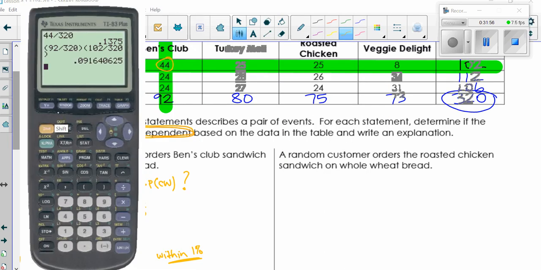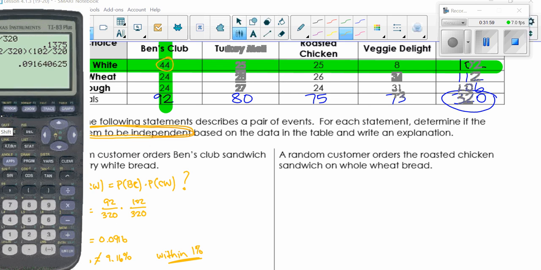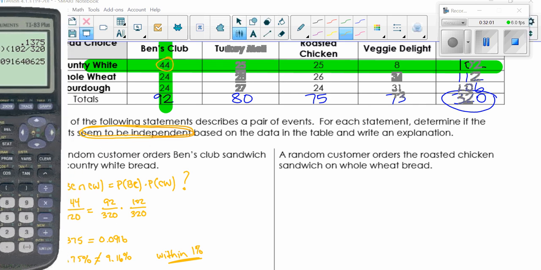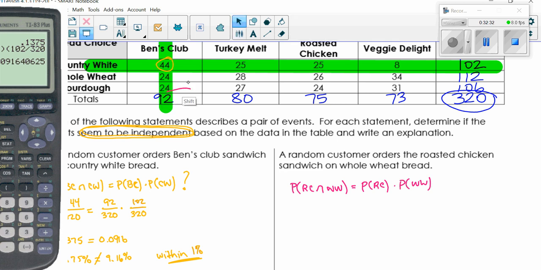Let's see over here. We have a random customer orders the roasted chicken sandwich on whole wheat bread. So we want to know if the probability of roasted chicken and whole wheat equals the probability of roasted chicken times the probability of whole wheat. Okay, so I'm going to move these highlights.